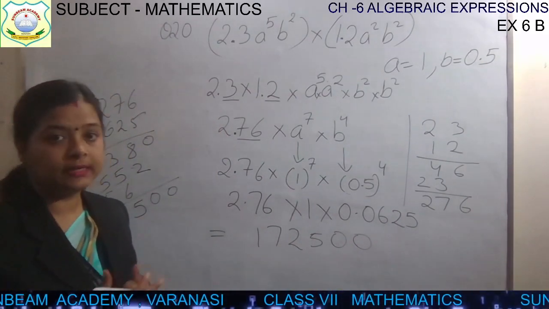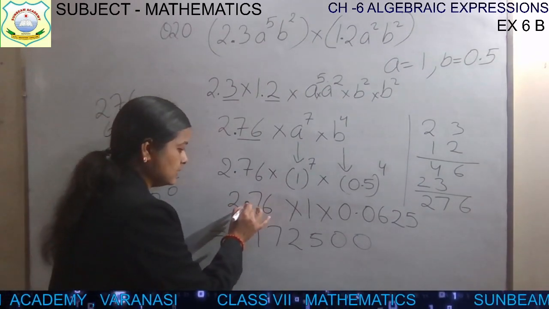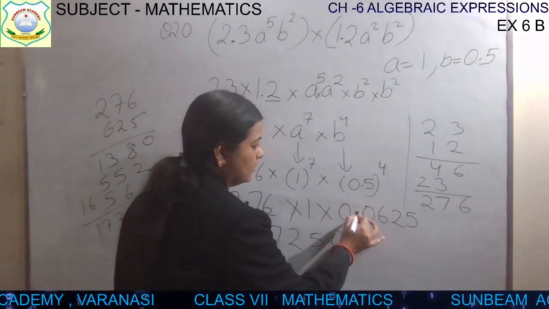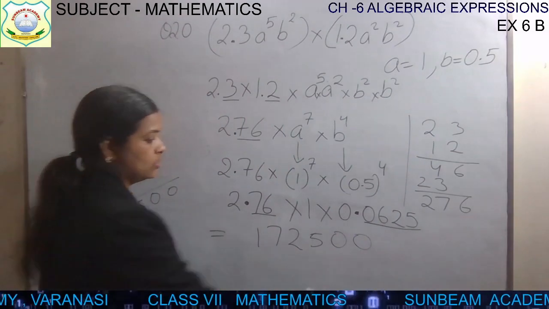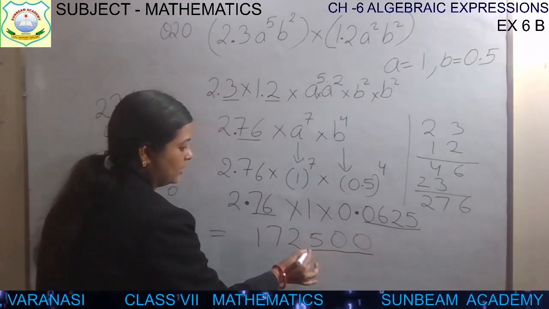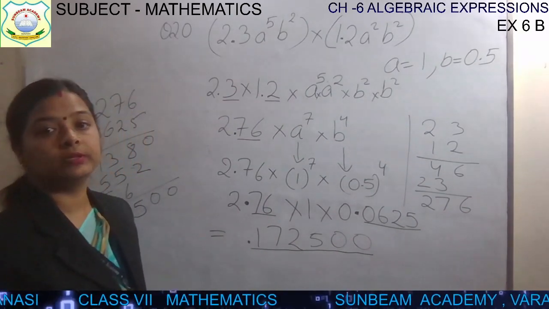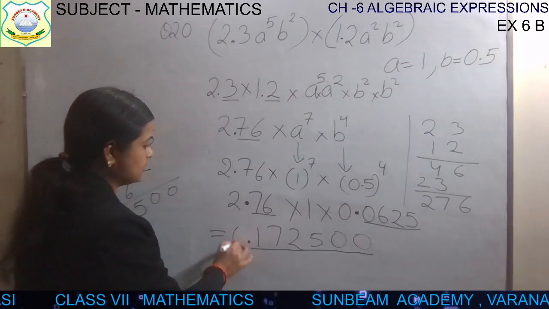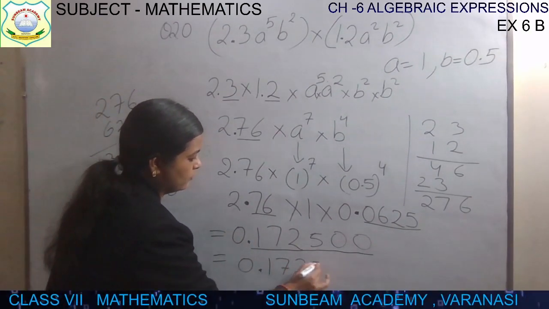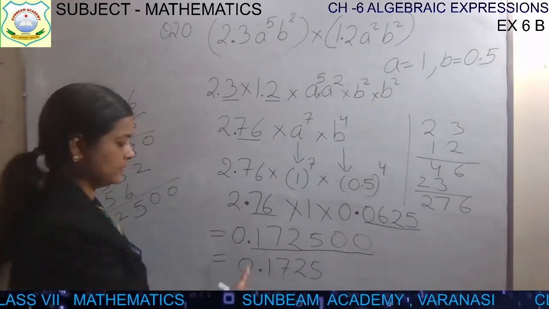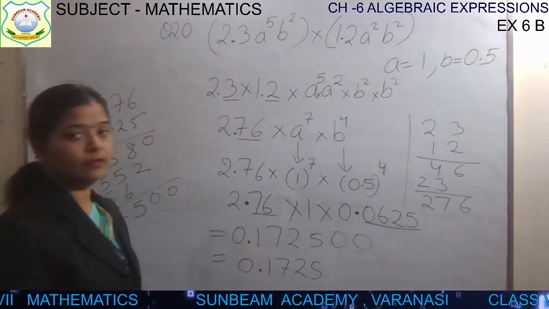Now we will put the decimal place, because in the question we have decimal numbers. This is 2 decimal places, and from here 4 decimal places. So in total 6 decimal places we have to put. So 1, 2, 3, 4, 5, 6. Here, children, we will put the decimal place. So the answer will be 0.1725. Okay, so in this way you can solve the question.